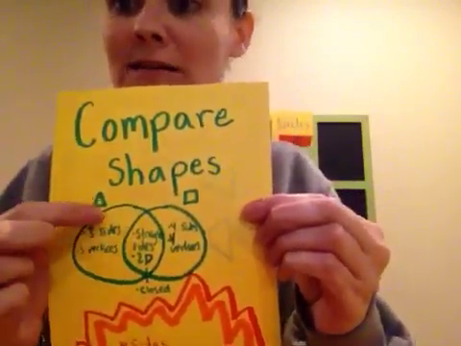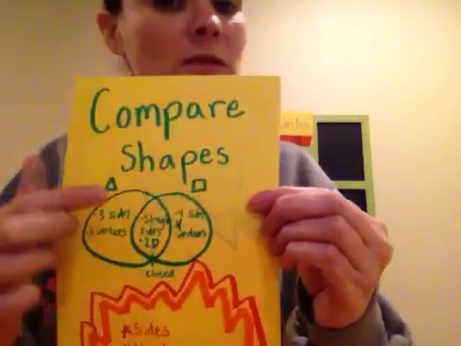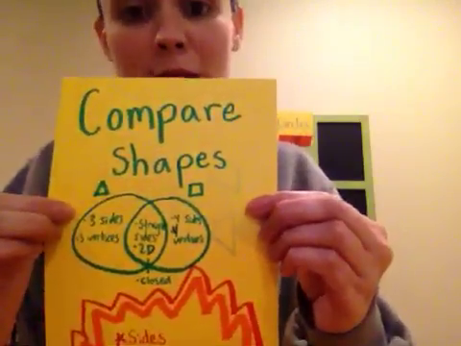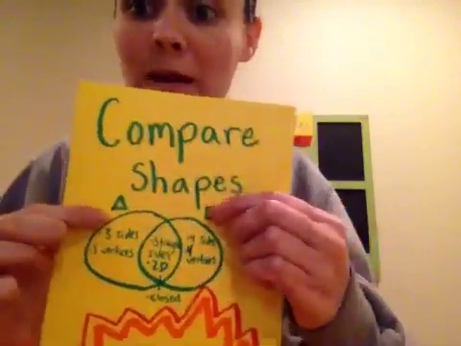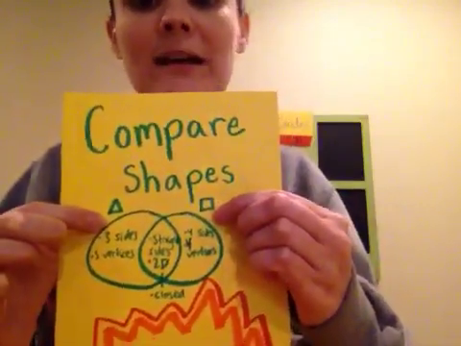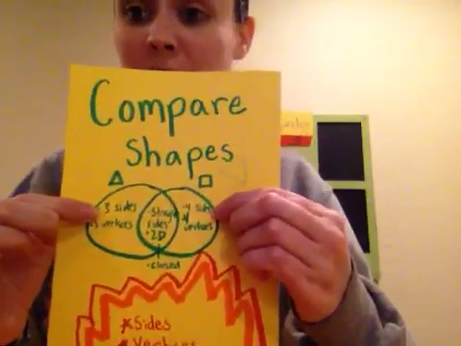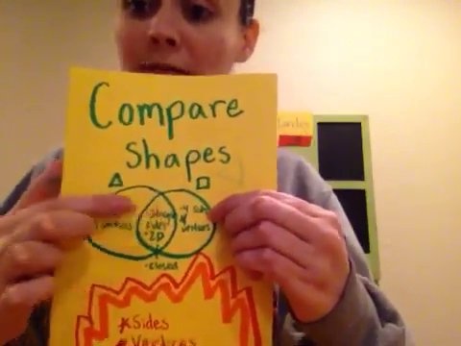They both have straight sides. A circle doesn't have straight sides. It's a round shape. But a square and a triangle both have straight sides. The number of sides are different, but they both have straight sides.